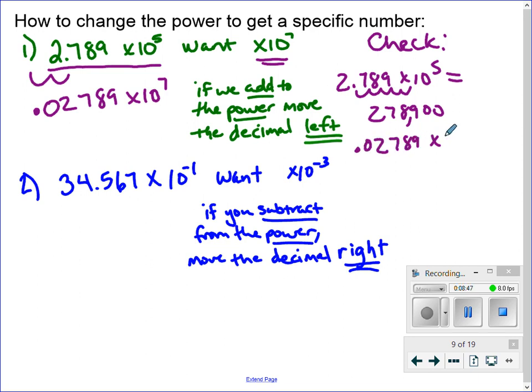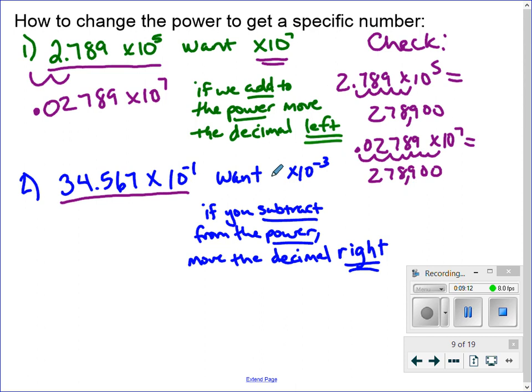0.02789 times 10 to the 7th. To check it, we're going to move it right 7. 1, 2, 3, 4, 5, 6, 7. So it's this number and 2 zeros. So these two are equivalent. I often have to check when I'm moving with the base 10 because it's opposite than what I think it should be.